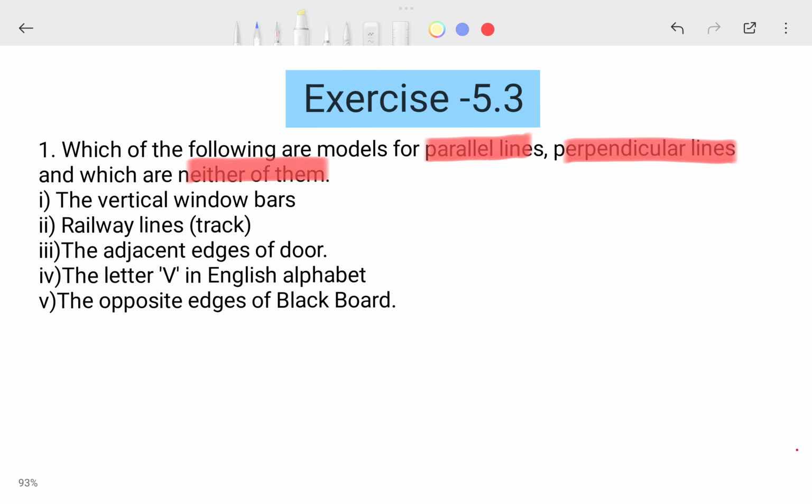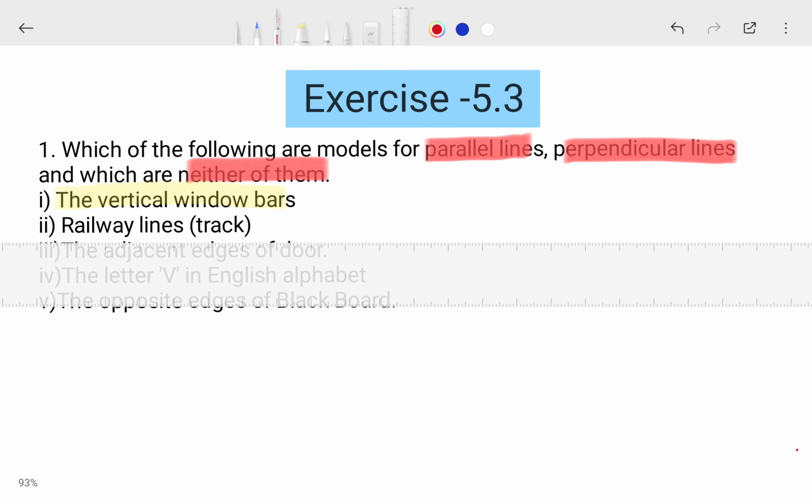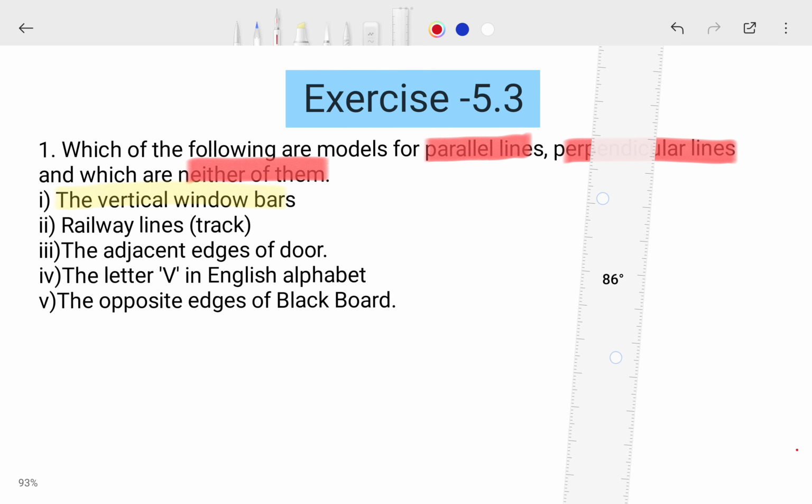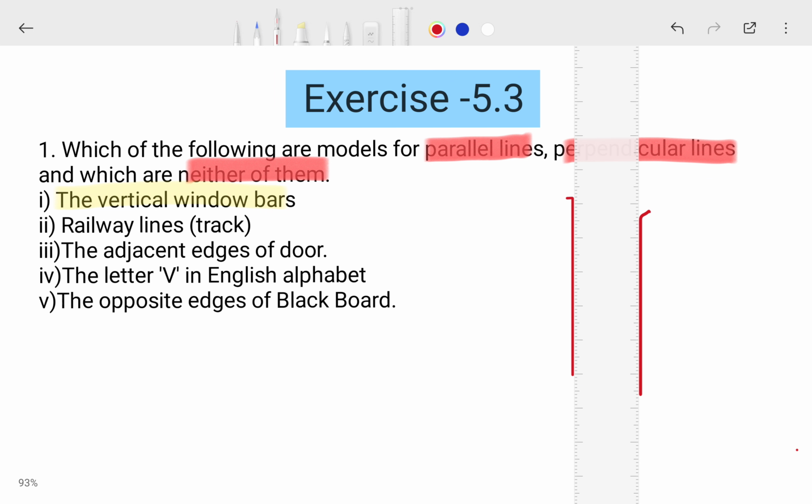The first question is a vertical window of a bar. What is this question telling? It is talking about vertical, which means straight. Vertical means a straight, this is 90 degrees, a straight side. A vertical window of a bar, like that. This is a vertical window.